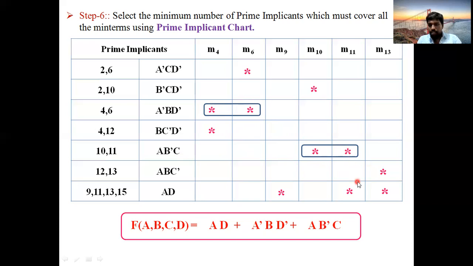Okay, clear? So I hope that today's problem is understood by you. This Quine-McCluskey method is very important. So please practice the two models. The previous model is without don't care conditions and the present model is with don't care conditions. Okay, clear? And now we will meet in the next video with the next new topic.